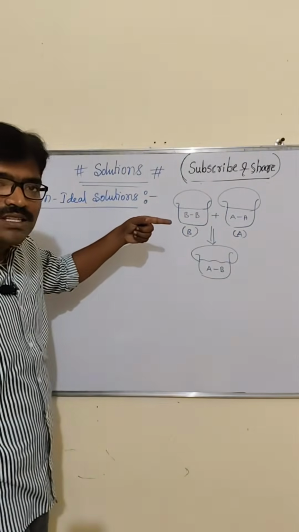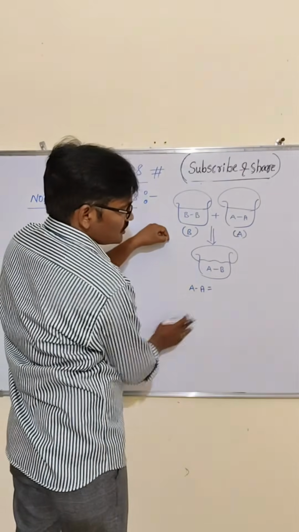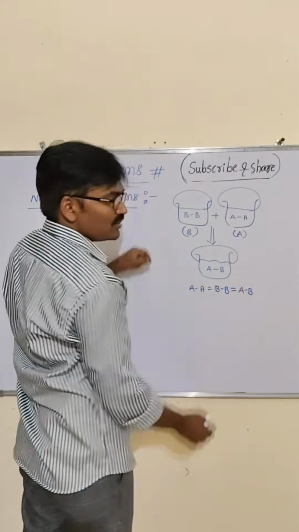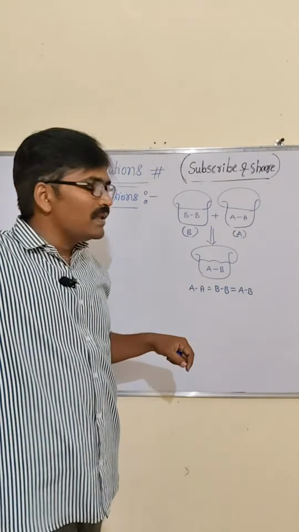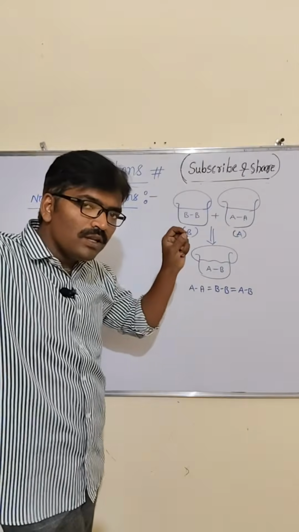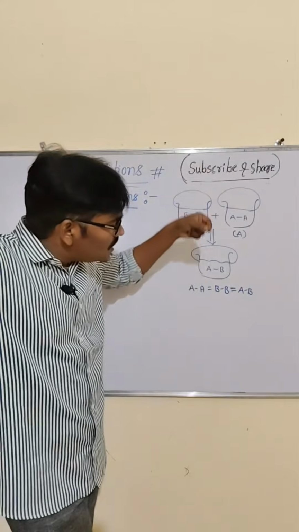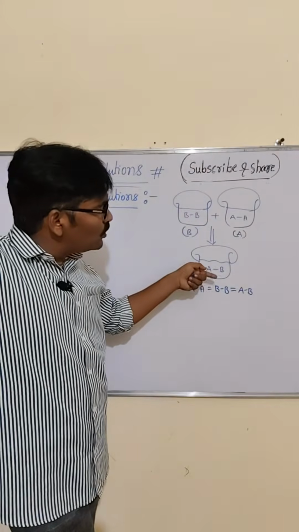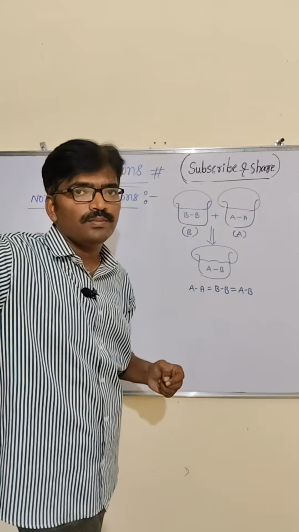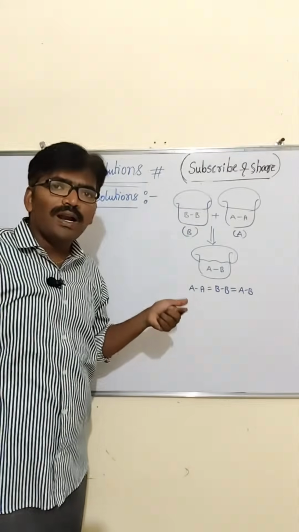Previously we discussed ideal solutions, where the A-A interactions equal the B-B interactions, which equal the A-B interactions. Just assume that B is a solute and A is a solvent. The interactions between solute molecules, the interactions between solvent molecules, and after mixing the interactions between solvent and solute, if they are similar, we discussed that as an ideal solution, right? So now non-ideal solutions are the opposite of ideal solutions, right?